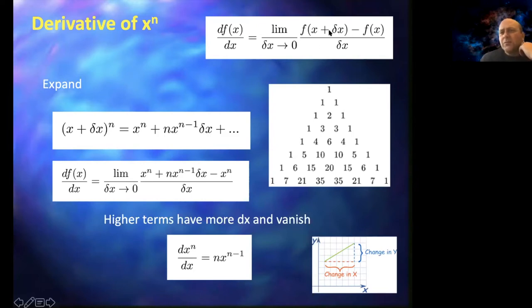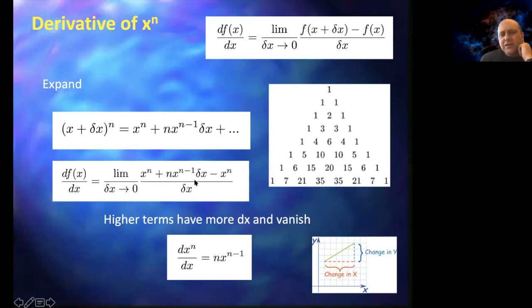Okay, so now I can substitute that into this formula up here. So I get my x to the n plus n x to the n minus 1 delta x, and then I've dropped these other bits. And I take away from it my original function just evaluated at x, that's x to the n, and divide by the distance that I went along in x, which is delta x. All right, so the x to the n's cancel. That guy and that guy just cancel against each other. And I'm left with this divided by that.